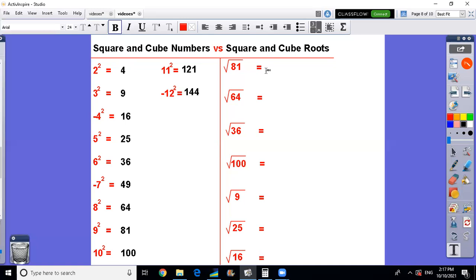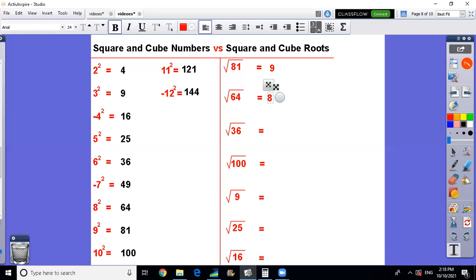Aha, that makes sense now. It's 9, mister. 9 is the number that when I square it, when I say 9 squared, it gives me 81. Or when I multiply it by itself, it gives me 81. So the square root of 81 is 9. What is the square root of 64? Oh, that is easy. The number that when I multiply by itself, it gives me 64? Yes, it is 8. Perfect.